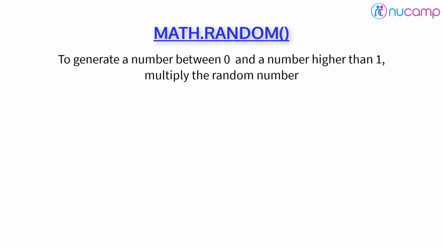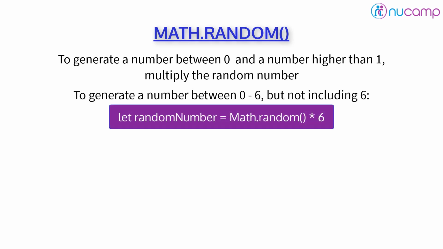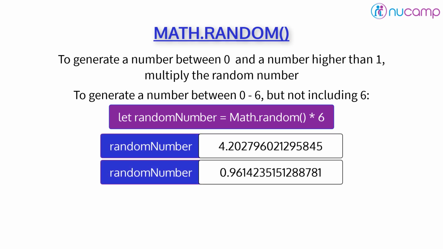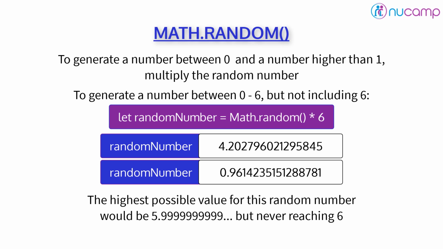If you want to generate a random number between 0 and a number higher than 1, you can multiply the random number. For example, to generate a random number between 0 and 6, but not including 6, multiply a call to Math.random by 6. These are some possible results from this operation. The highest possible value for this random number would be 5.9999, etc., but never reaching 6.